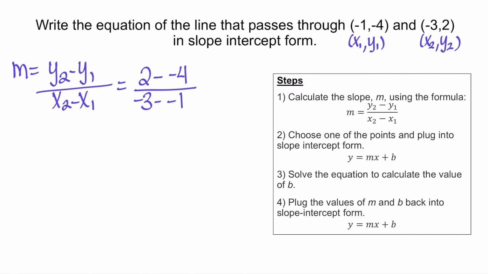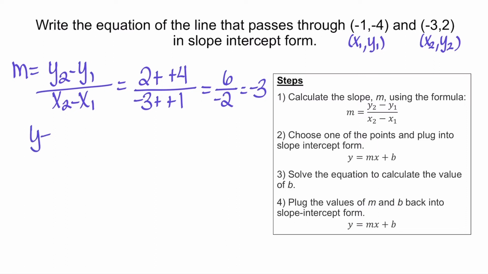So 2 minus negative 4 is going to be 2 plus 4. Negative 3 minus negative is going to be plus. So 2 plus 4 is 6. Negative 3 plus 1 is negative 2. 6 divided by negative 2 is negative 3, so negative 3 is the value of the slope.